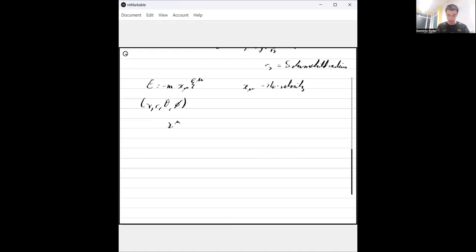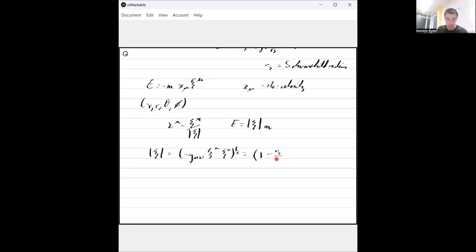And so our forward velocity u^mu is going to be xi^mu over the norm of xi. So our Killing energy is just the norm of xi times m. Now, the norm of this quantity is given by the Schwarzschild metric, (g_mu nu xi^mu xi^nu) to the half. I'm not going to write the Schwarzschild metric out, but it's (1 minus r_s over r) to the power of a half.